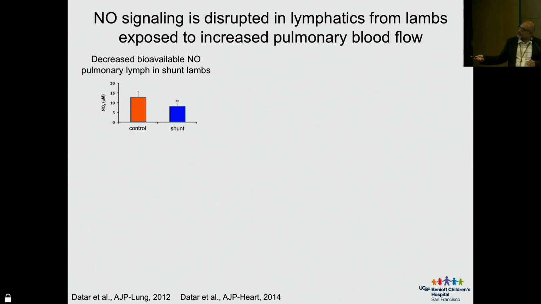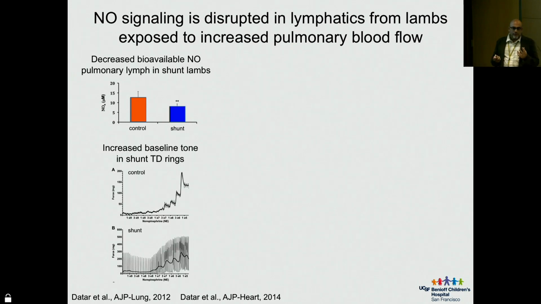And this correlated with a decrease in bioavailable nitric oxide that we measured directly in the lymph that we collected from the control or shunt lambs. So in blue here is shunt, and orange is control. This is bioavailable nitric oxide, or the active metabolites of nitric oxide, and that's decreased significantly in shunts.